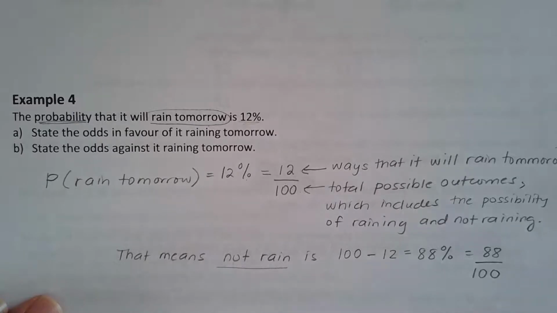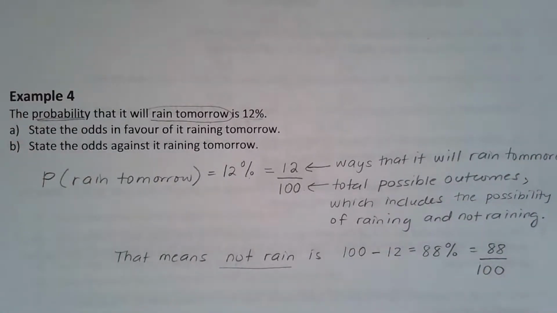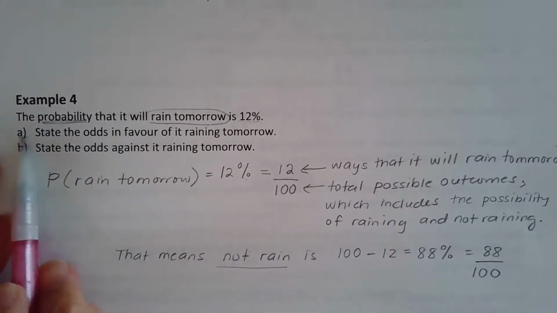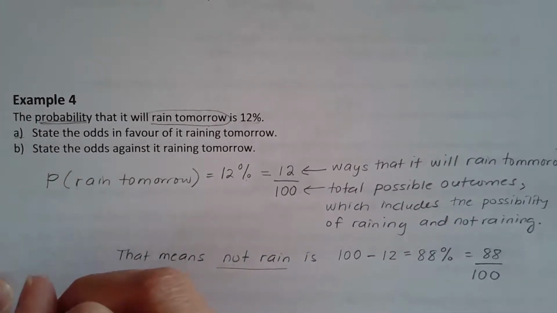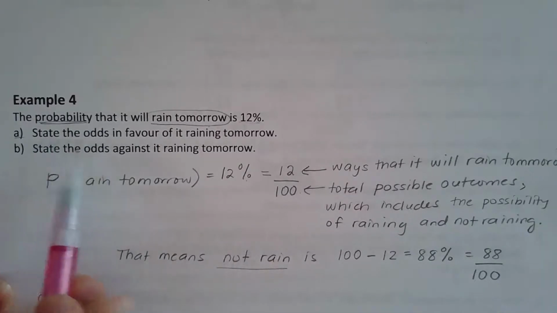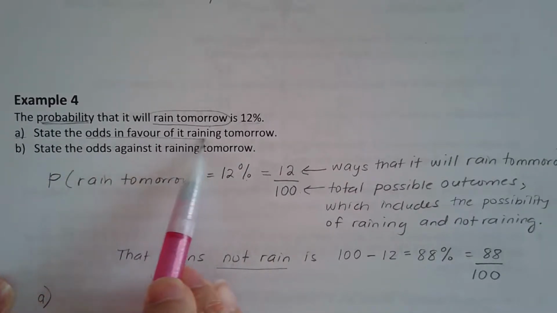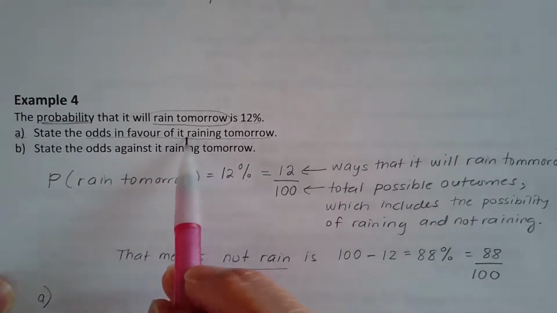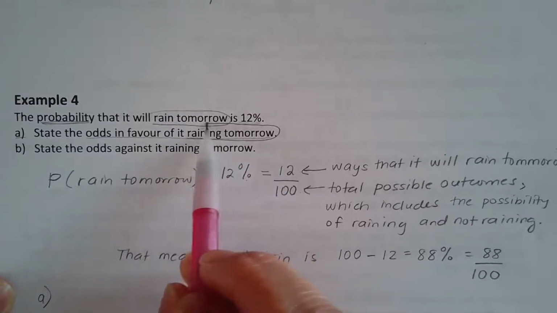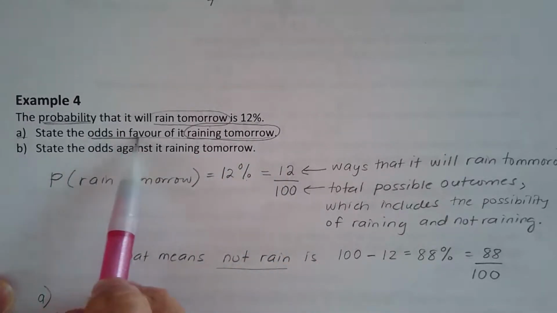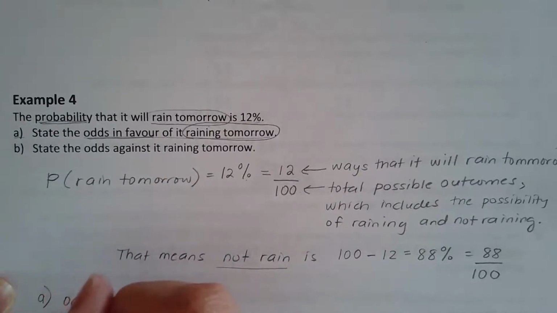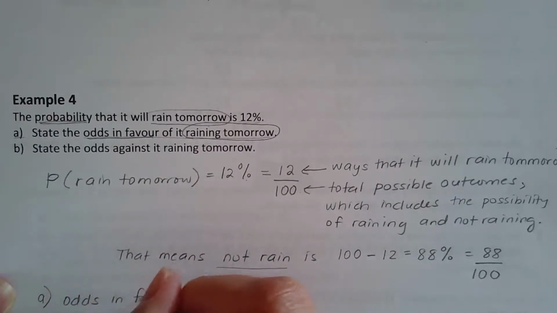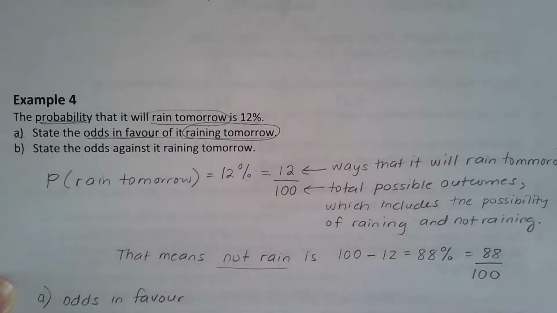So I think the reason why I'm doing this is because you're probably thinking, well, why are we doing this? I think I kind of know already what's going on in here. So letter A. Let's do A. State the odds in favor of raining tomorrow. So the event is rain tomorrow. And then because we're talking about odds in favor, odds in favor of rain.